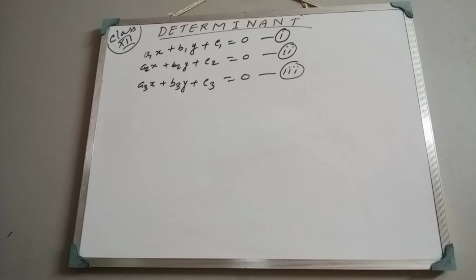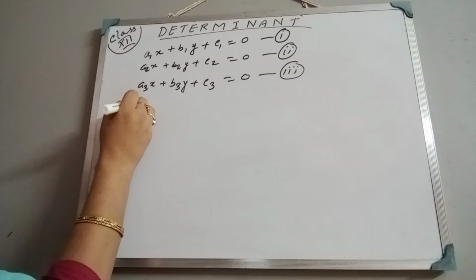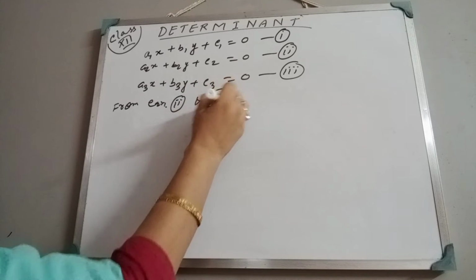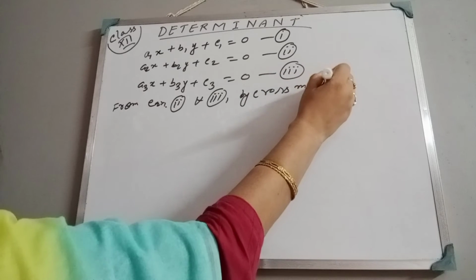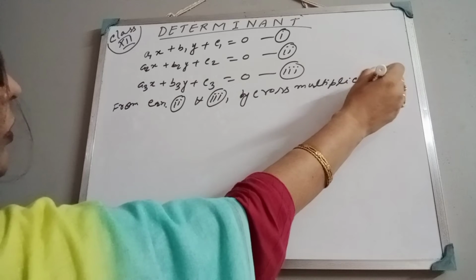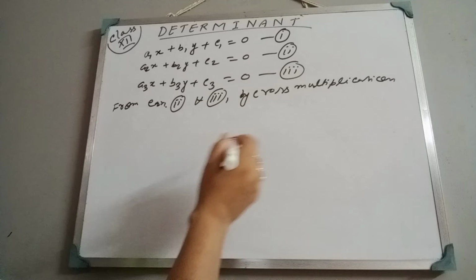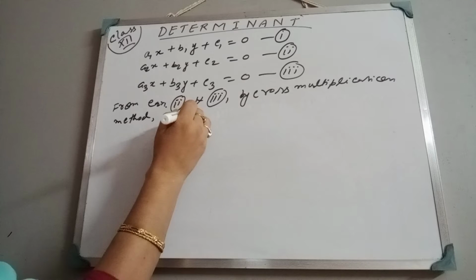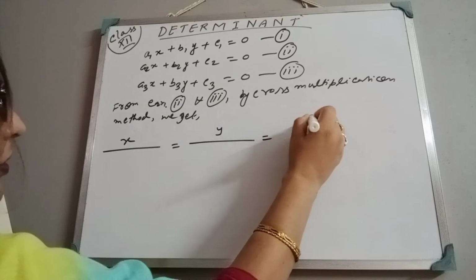we know by cross multiplication method from equation 2 and 3 first. Cross multiplication method solution already you did in class 9. By cross multiplication method we get x by something, y by something, and 1 by something.